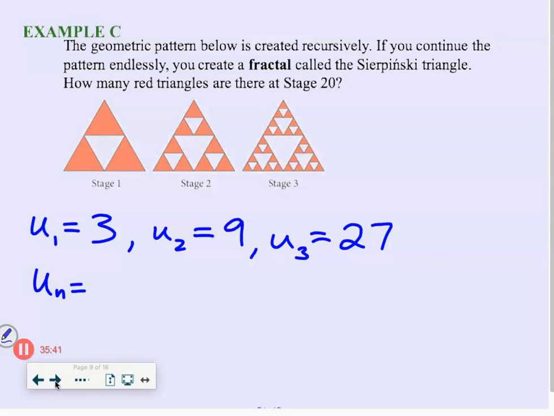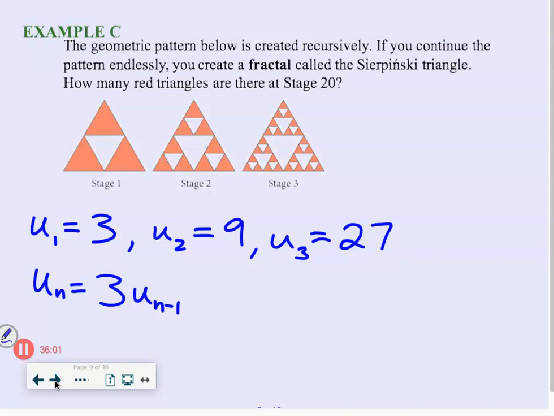Yeah. So it's u sub n minus 1 times 3. Now, personally, I like to put my numbers before my variables, so I would write 3 u sub n minus 1. Each term is the previous term times 3.